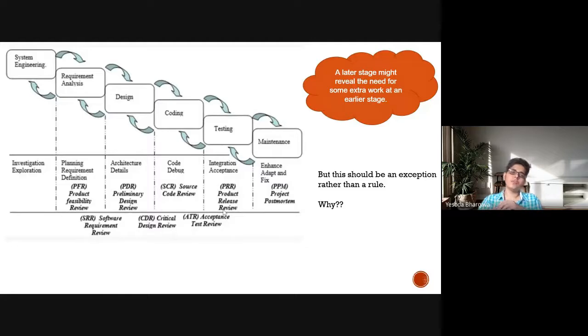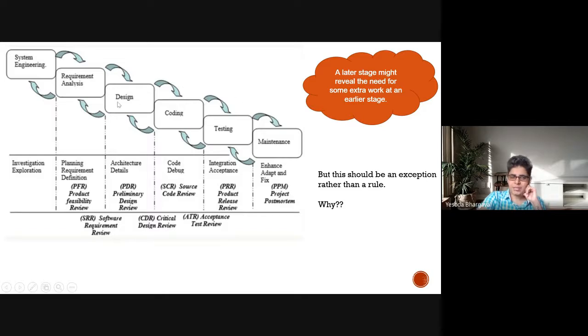So the iterative waterfall model looks something like this. You do requirement analysis, then you go to design, and once you have designed, you again go back to the requirement analysis just to verify whether it has been done properly or not. And then you go stage by stage.